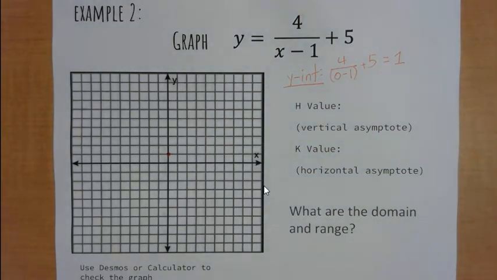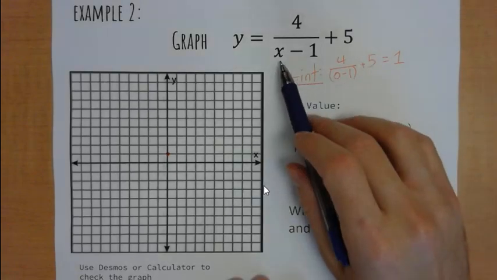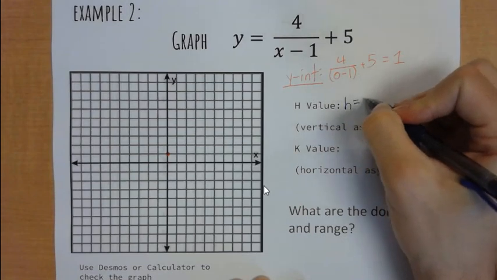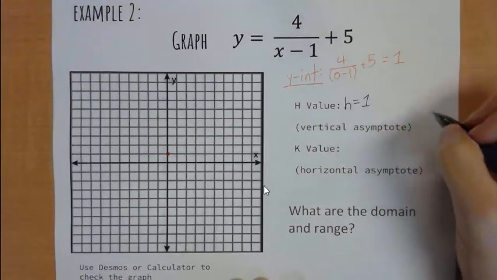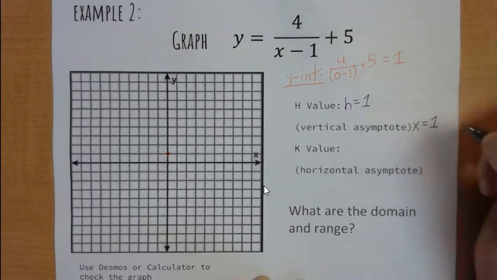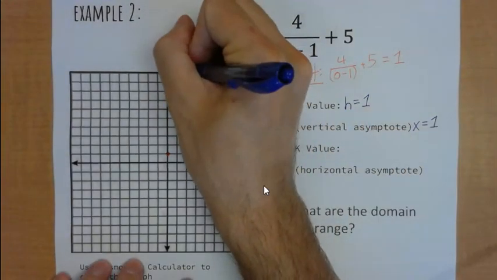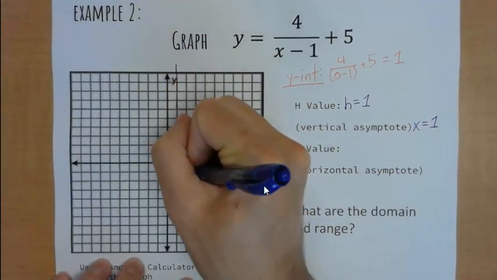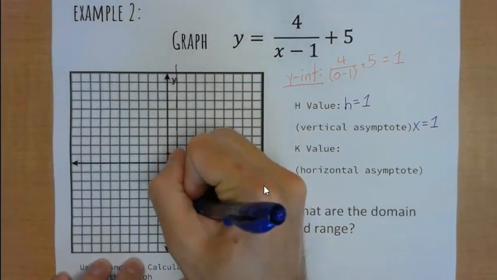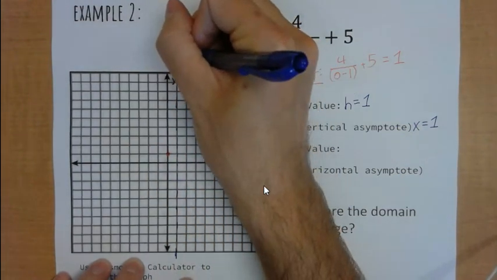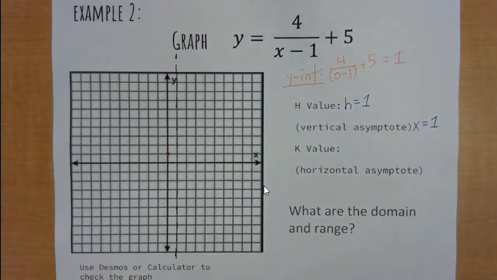So I have my y-intercept at that orange point of 1. Now I can look at my asymptotes. So I can see that my h value, it's x minus 1 here. So my h value is going to be the opposite and be a positive 1. So my vertical asymptote is going to be at x equals 1. So let's draw a dotted line at x equals 1. So we have that dotted line right there.